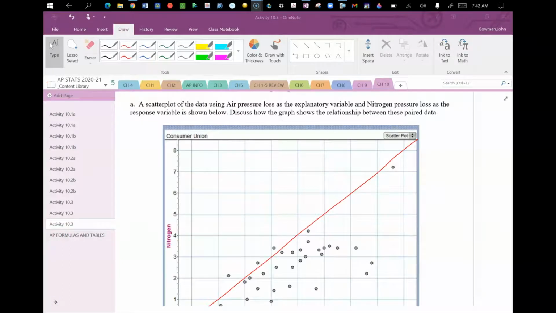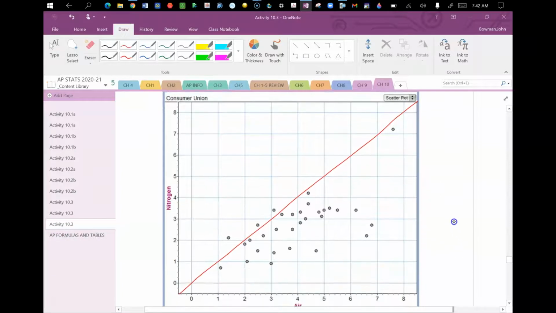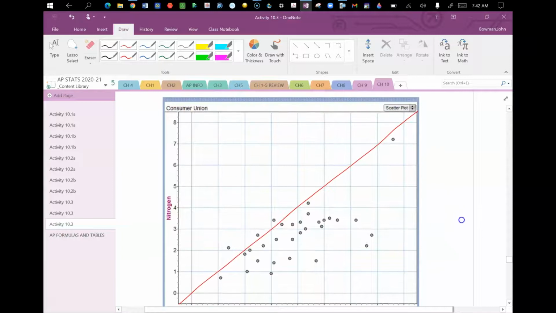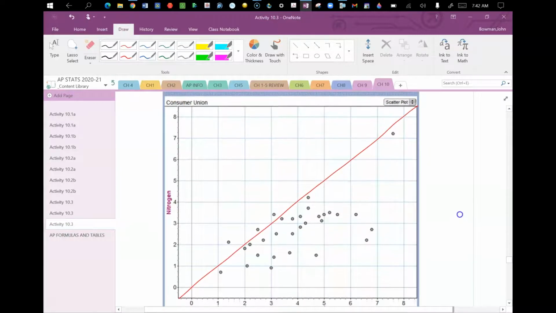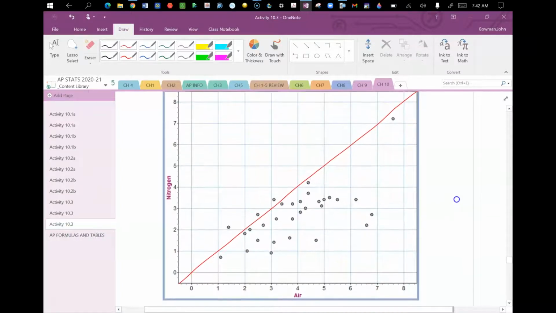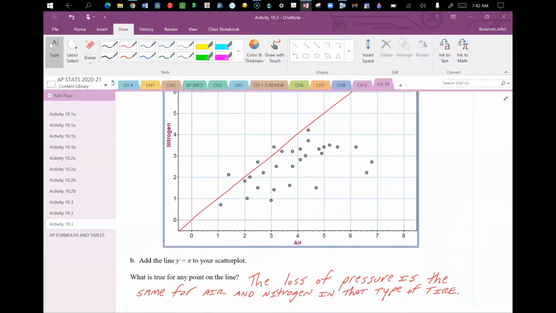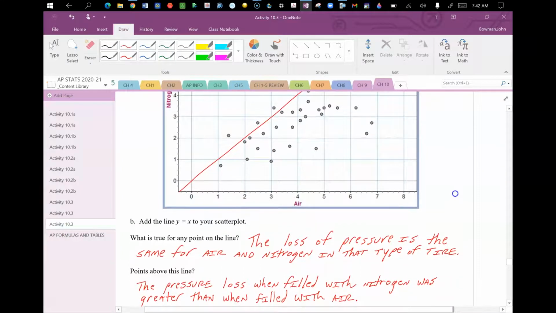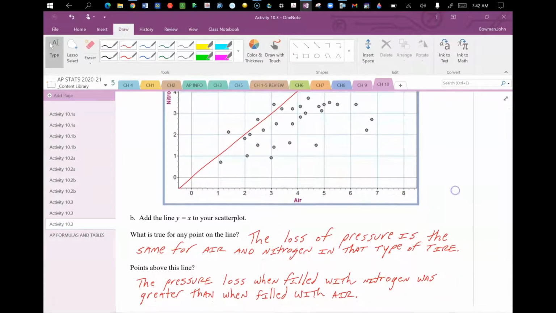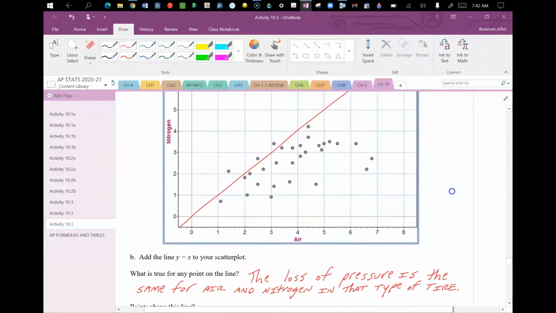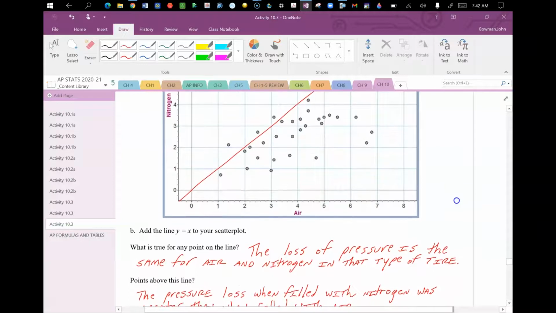All right, so in this problem you were asked to do things a little bit differently than you normally would. This is a scatter plot of the air pounds per square inch versus the nitrogen pounds per square inch, and the line y is equal to x is drawn in there. And so this is not relevant to the hypothesis testing so much, but it does give you some idea of what fares better, nitrogen versus air, in the loss of air pressure.